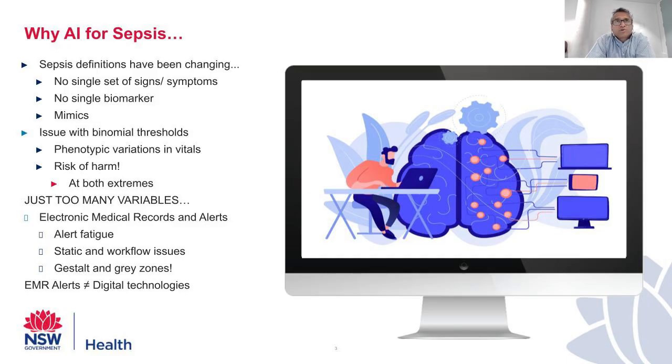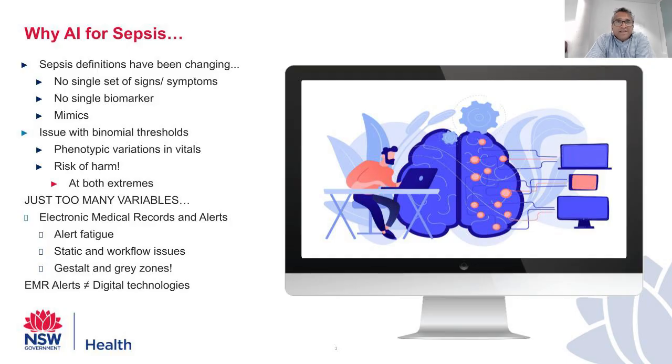And there is also a significant opportunity that lies with us with electronic medical records and digital technologies. Though I have to point out that electronic medical records and alerts have to date yet to be proven to have significantly improved care of sepsis, except for some small pockets in studies, but also do result in alert fatigue, static and workflow issues, and also seem to rule out the clinician gestalt and the patients in those gray zones.